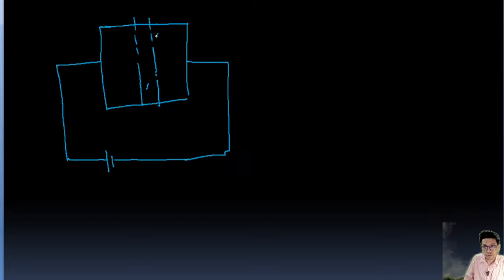So this is the case of forward biasing. This is the depletion layer, and these are electrons. This is N type and this is P type, and these are holes. So holes go like this, electrons like this. So this is the depletion layer.